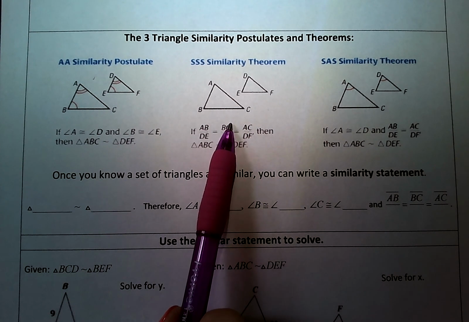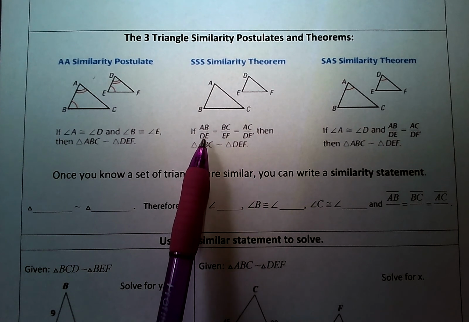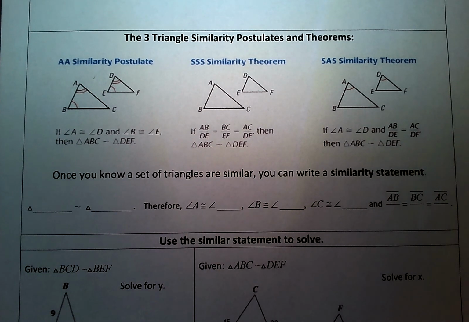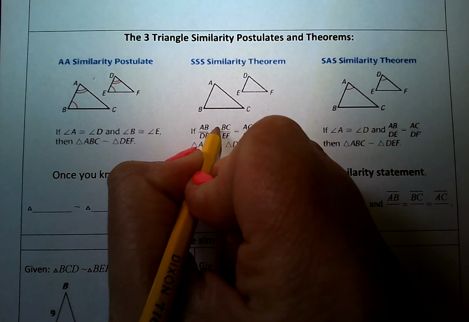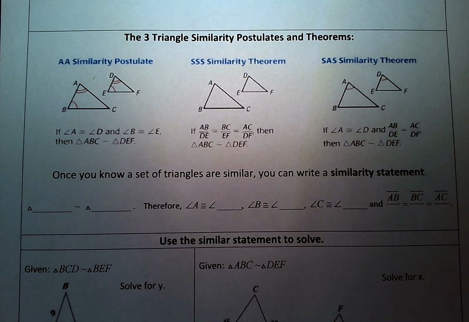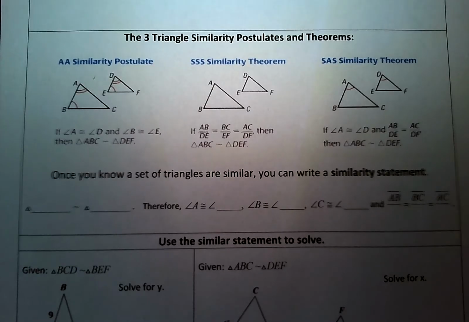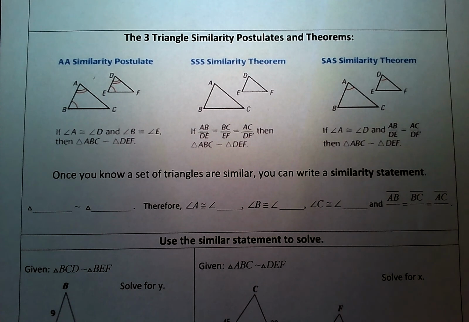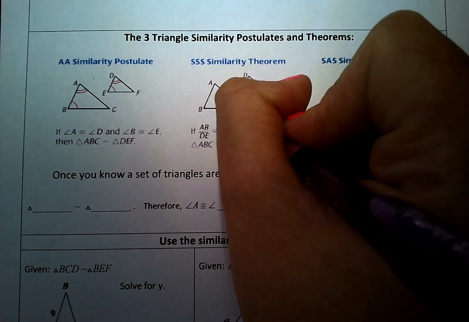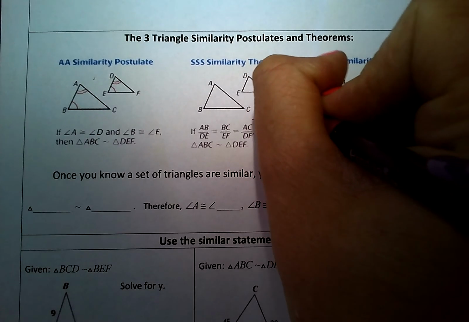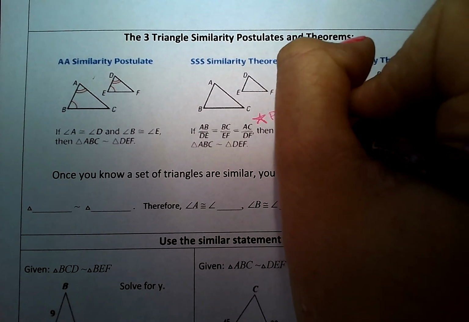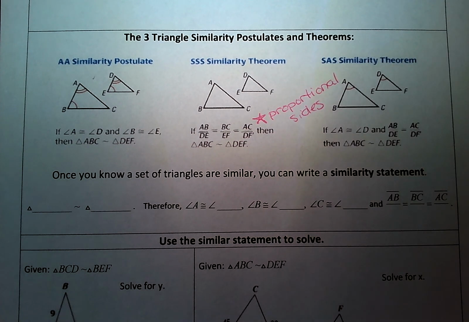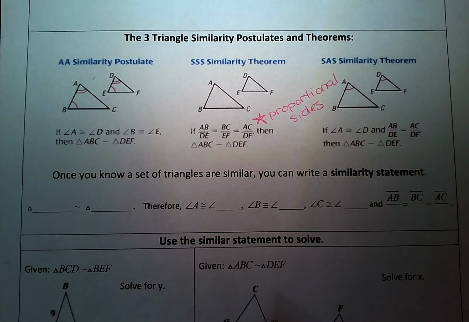We've also got the SSS similarity theorem. And this says that if we can prove that all 3 sides of one triangle are in proportion to all 3 sides of a second triangle, then the 2 triangles are similar. So it's all about proportions for the sides. That's a big deal. It's got to be proportional.